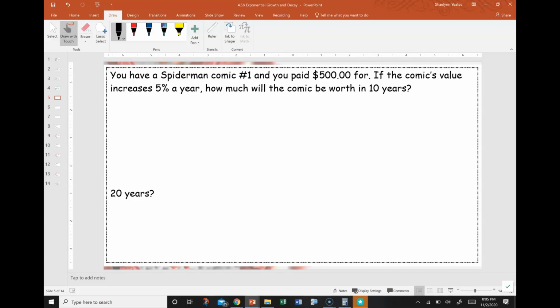So let's take a look at these next couple. Right here, we have a Spider-Man #1 comic, and you paid $500 for it. So that means my initial amount is $500. If the comic's value increases by 5% a year, that means my rate is going to be 100% plus 5%. So that's 105%, which as a decimal is 1.05. That's important.